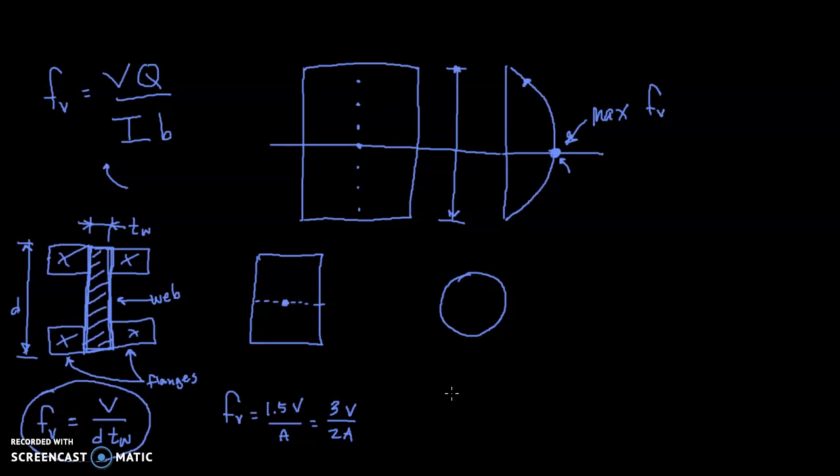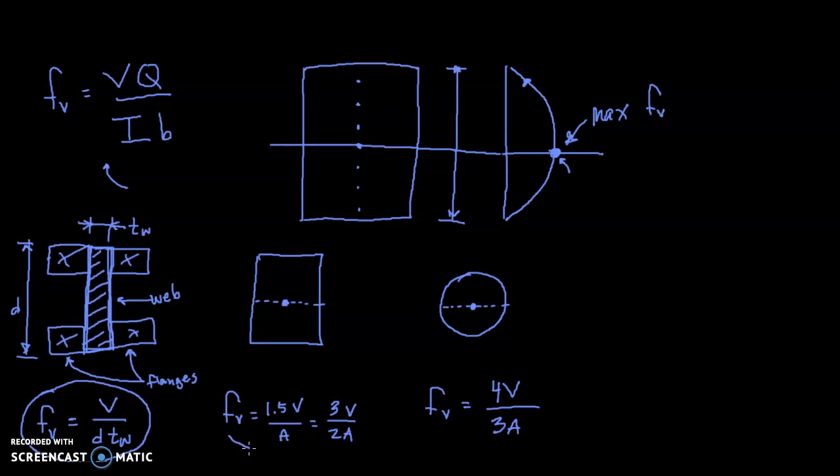And for a circular cross-section, we want to use fv equals 4V over 3A. Again, that's going to give us the maximum amount of shear that's occurring at midplane. So this is 4/3, this is 3/2, and this one is a little bit different because it's an approximation of the shear based on the majority of the shear being resisted by the web, V over d t_w.